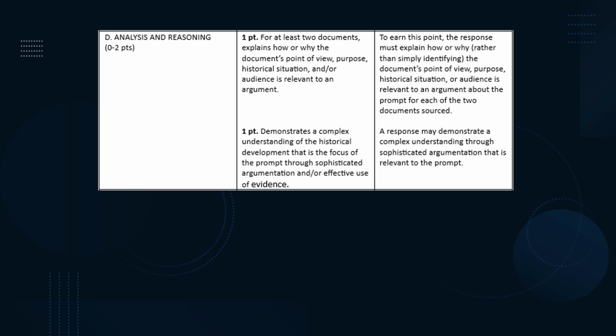The second point is awarded for complexity, and there are a number of ways that this point can be earned. One of the most straightforward ways of attaining this point is to merely use all 7 documents in supporting your thesis. You can also earn this point by successfully sourcing 4 documents instead of just 2. Unlike the LEQ, this point can be awarded for part of the essay in the DBQ.